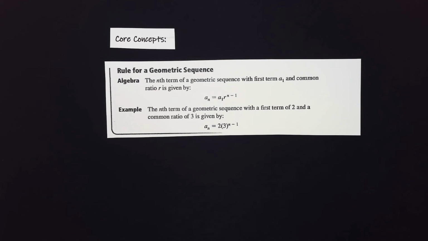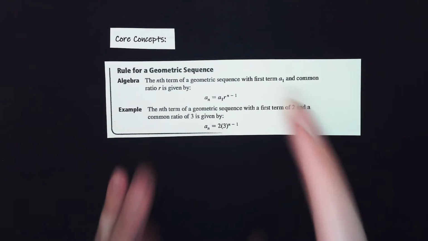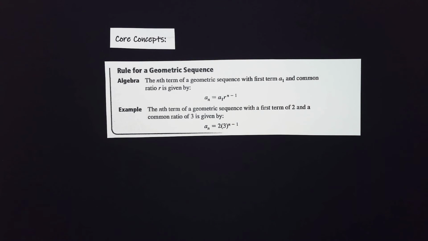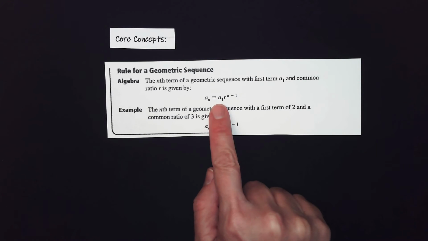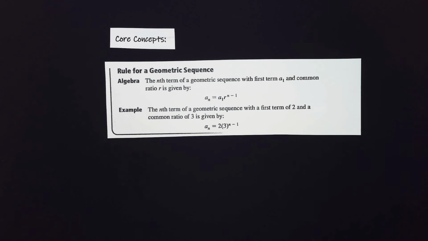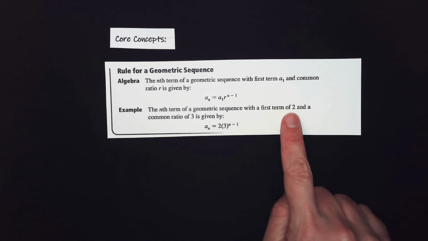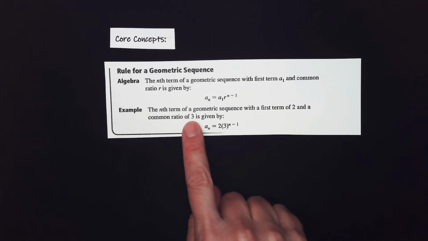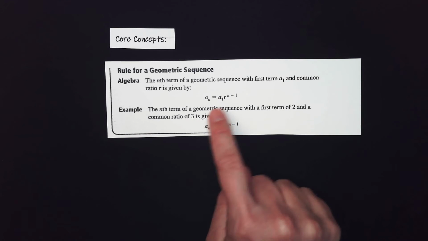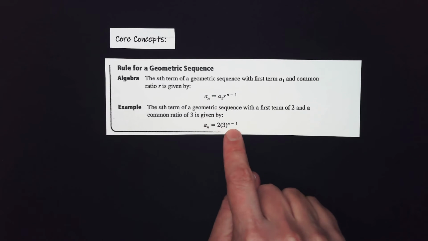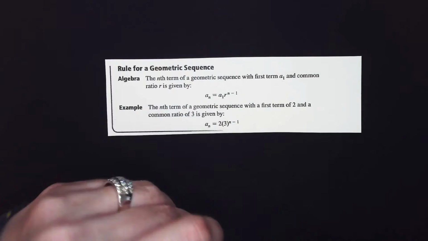So, if we want a rule for a geometric sequence, we are given this little formula right here. The nth term of a geometric sequence with the first term being a sub 1 and the common ratio, which is r, is given by a sub n equals a sub 1 times r to the n minus 1 power. So, if we know our first term is 2 and the common ratio is 3, we plug in the first term for a1, we plug in the common ratio for r, and then we have our formula. So, it's as easy as that.